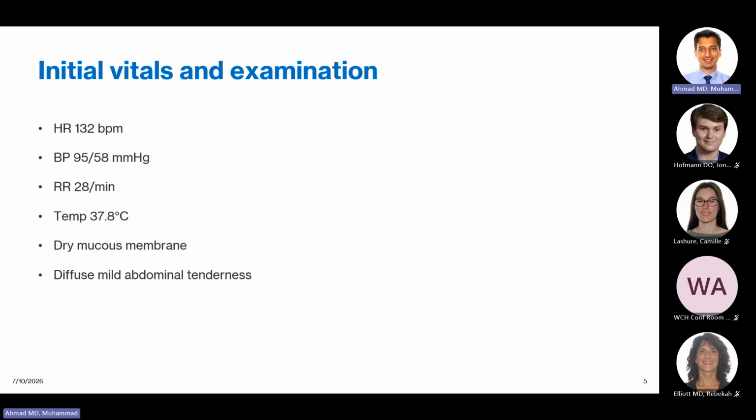And when the patient presented to the emergency department, these were the vitals. The patient was tachycardic with a heart rate of 132. Blood pressure was soft, 95/58. The patient was tachypneic, with a respiratory rate of 28, and the temperature was 37.8 degrees centigrade. When we did the complete exam, it was remarkable for dry mucous membranes, and the patient had diffuse mild abdominal tenderness. We didn't detect any specific area of tenderness.